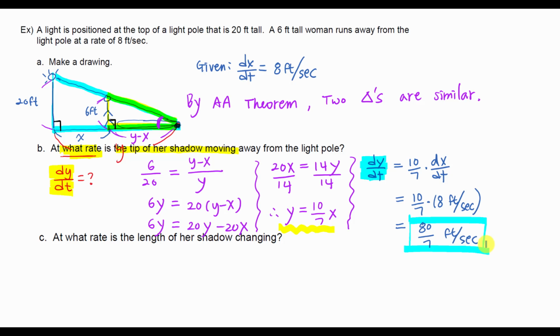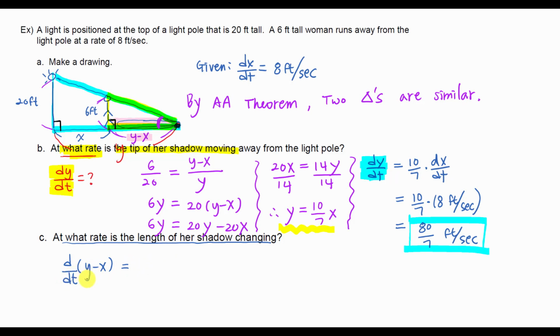Now, at what rate is the length of her shadow changing? And what is the length of her shadow? Yes, remember we said her shadow is right here. This is her shadow, and that length is y minus x. So we want to find the rate of change of y minus x with respect to t.